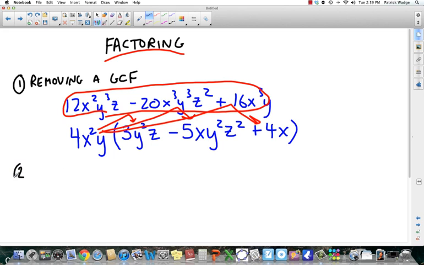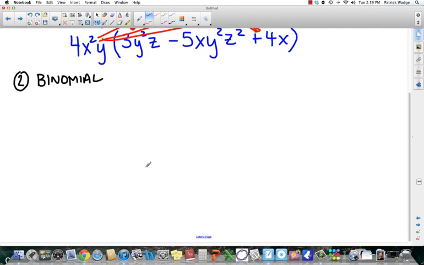Second type of factoring I want to talk about is when you start with a binomial. So this would be something like 25x squared minus 81. Okay, another name for these binomials, it's a difference of squares.